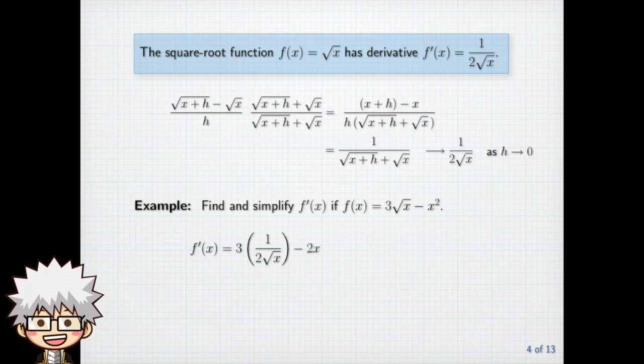Now simplification here will essentially be a matter of combining the two terms together over a common denominator. To do that, we multiply the second term by 2 times the square root of x over 2 times the square root of x, and now combining the terms gives us 3 minus 4x times the square root of x divided by 2 times the square root of x.